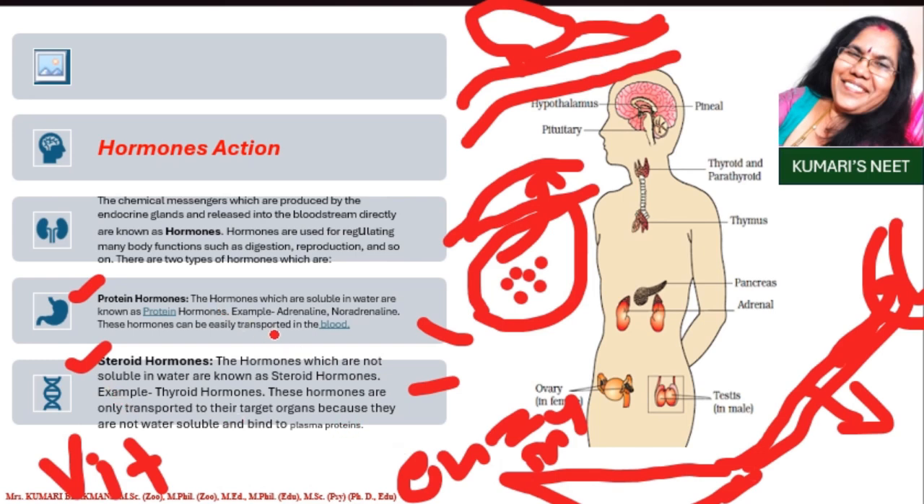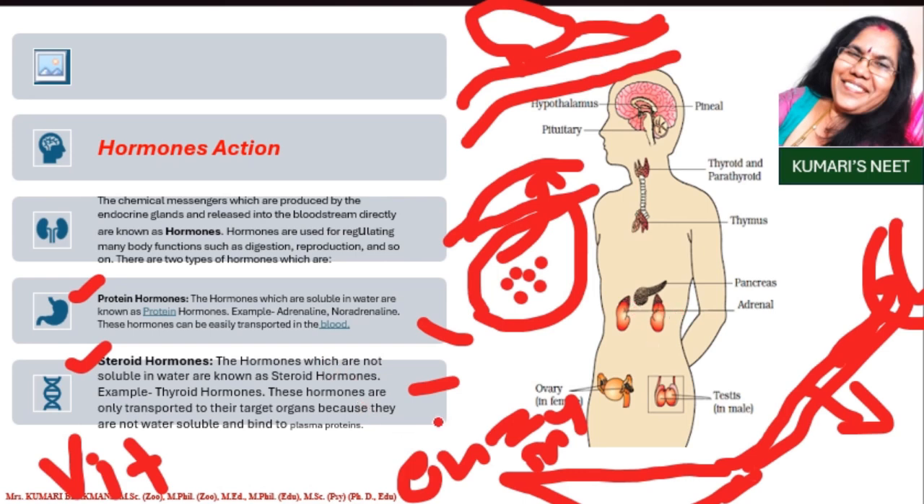Okay, now come to this one. Examples of protein hormone are adrenaline and noradrenaline. These hormones are secreted by the adrenal gland. From the name itself, you can easily identify it is secreted by the adrenal gland.